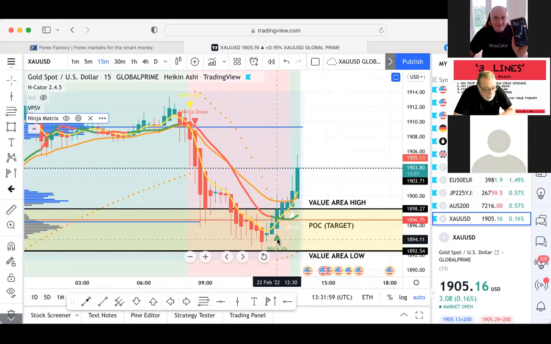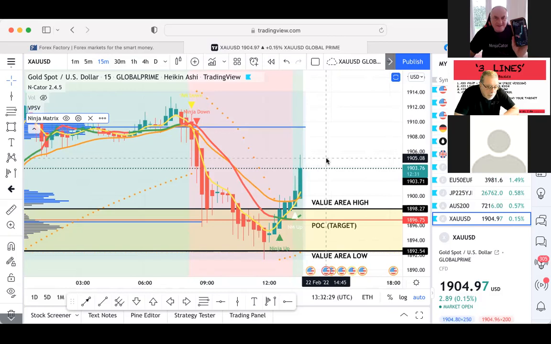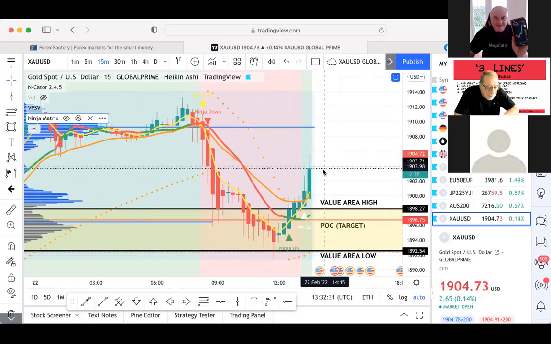We won't get another Ninja up because the next Ninja indicator will be a Ninja down whenever that happens. So you've sometimes got to look backwards for the Ninja up. So we've got a Ninja up, we've got a Ninja Matrix up, we've got a pretty strong candle, which incidentally is just wicked through one of my lines, and it's reverted back to the line. So there's obviously something happening there. That's possibly a resistance line.